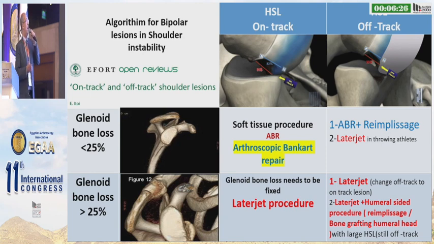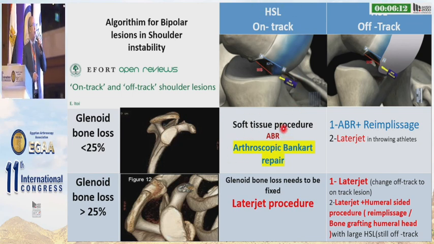Itoi et al. proposed an algorithm for the management of bipolar lesions in glenohumeral instability. If the glenoid bone loss is less than 25% with a Hill-Sachs lesion which is on-track, then he proposed the soft tissue procedure, an arthroscopic classical Bankart repair. However, with a bone loss less than 25% and an off-track lesion, we will go for an arthroscopic Bankart repair with a remplissage, and Latarjet could be added as an option in throwing athletes and in contact athletes.